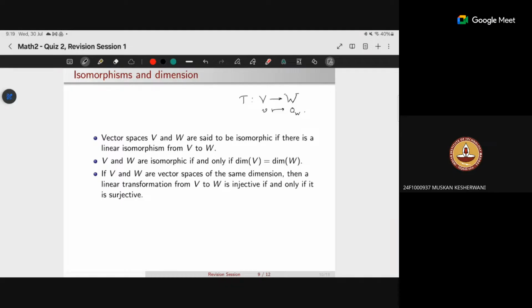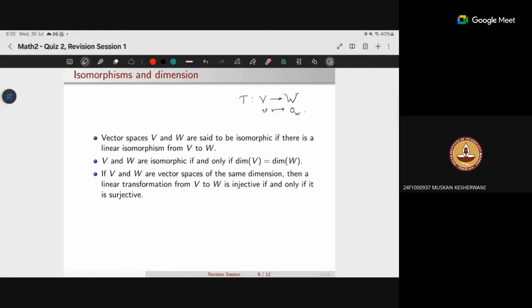If by size you mean dimension, yes, you have to calculate the dimension of the two vector spaces. If they are the same, then an isomorphism between them is guaranteed. If the dimension is not the same, there can never be an isomorphism. But if their dimension is the same, but it is not injective or it is not surjective, then?